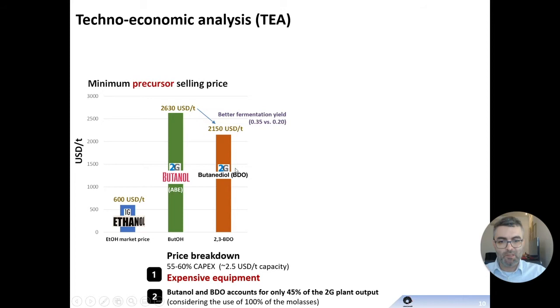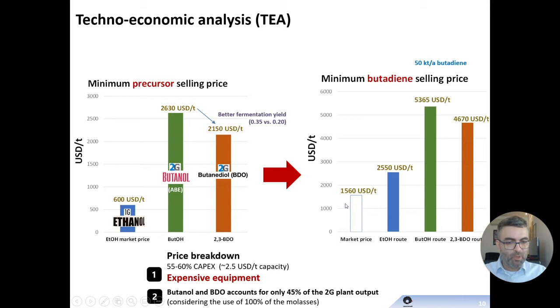The fermentation yield here is 0.35, and here the yield of butanol is 0.2, and we have a lot of acetone being produced also here. It's about 0.1, the yield of acetone, and that is sold at approximately $1,000 a ton. The result is, if we compare with the market price of butadiene, it's about $1,500 a ton. The ethanol route would be more competitive than the other routes, and the price would be about 1.3 times higher than the market price. And the minimum selling price of butadiene, if produced from butanol and or BDO, would be about 3.5 times higher than the market price.